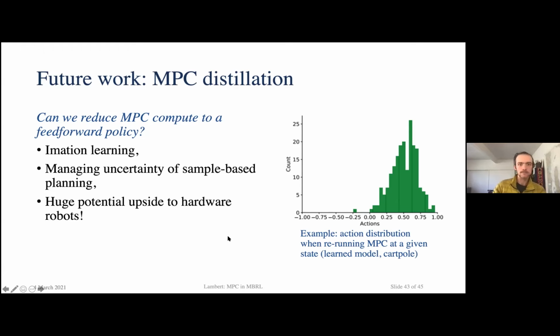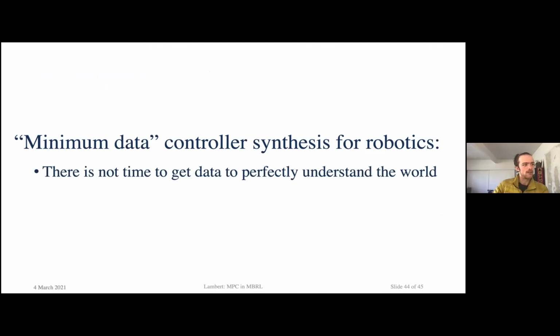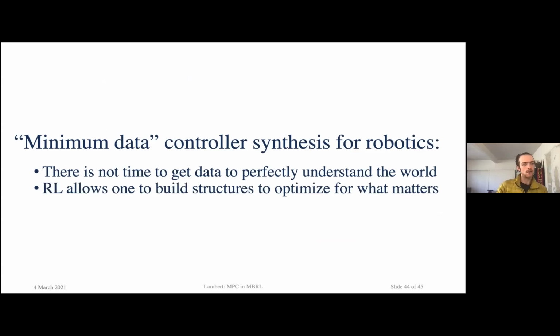So to loop back to why we might want to use learning for robotics, why we might want to learn models, and why reinforcement learning: we're working in this world and we know that there's uncertainty in the world and there's not enough data to model it perfectly, but we might be able to model part of the data and then get something useful out of it. And RL allows one to build structures to optimize for what matters.